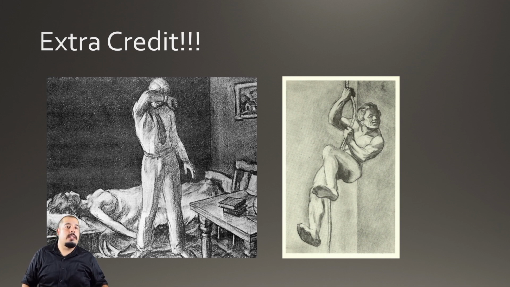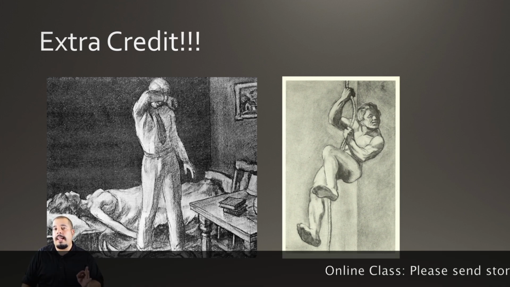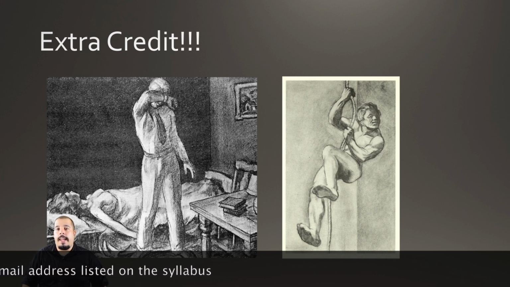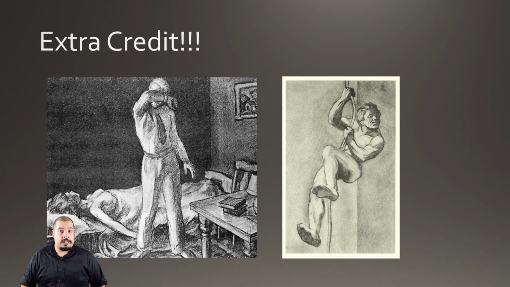Type out, or TAT, type out a story of what is happening in both the scenes. Describe the events that led up to the scene and how it will turn out. Bring them to class and hand them in to me, and we will discuss them in class. The extra credit will go towards your first exam.